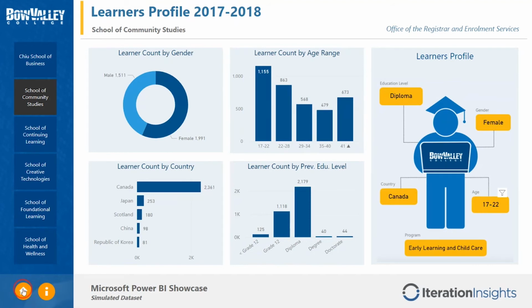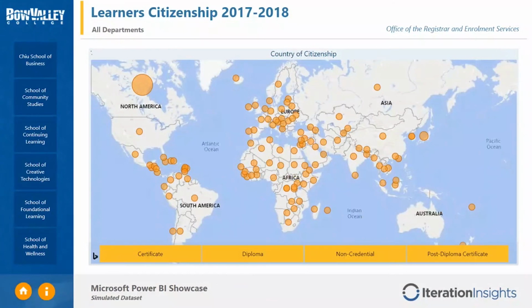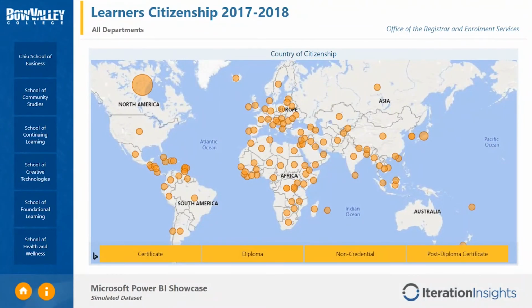The Learner Citizen dashboard uses Bing Maps and provides a visual on the global distribution of learners. Business users have the ability to filter by school and by credential.